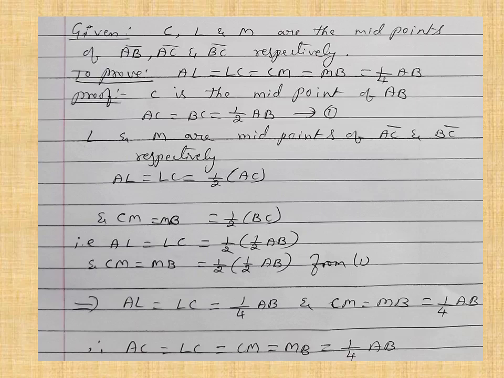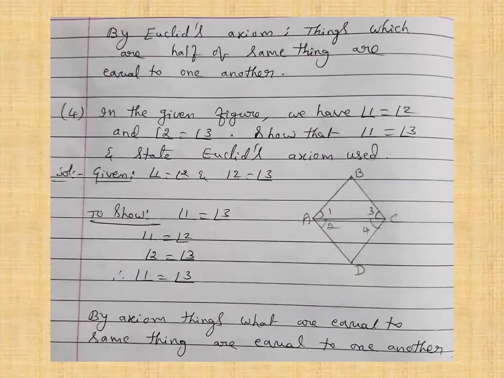From 1, we have AL equals LC equals 1/4 of AB and CM equals MB equals 1/4 of AB. Therefore, AL equals LC equals CM equals MB equals 1/4 of AB. By Euclid's axiom, things which are halves of the same thing are equal to one another.